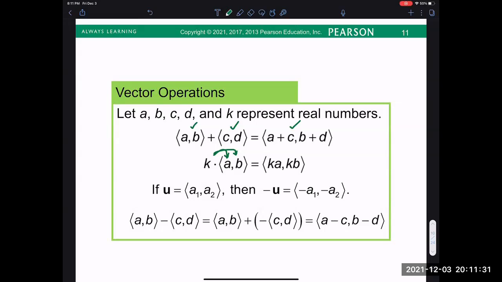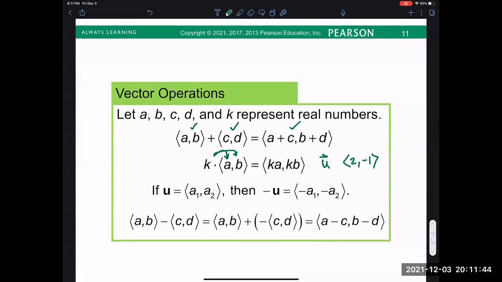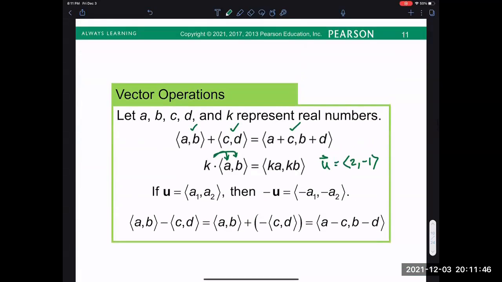And again, when you put a minus in front, that doesn't mean you end up with a negative result. So for example, if you had the vector 2, negative 1, I'm sure we'll do an example in a minute, if that was equal to u, then the opposite of u would be negative 2, but the negative 1, when you change the sign, becomes a positive 1. So you just change the sign of both coordinates and you get the opposite vector.